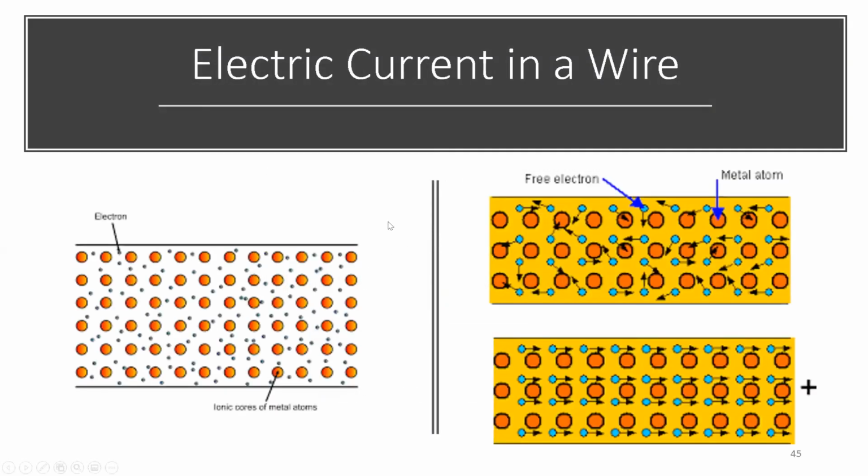There's modeled here electric current in a wire. So this would be the wire model with no electric current. The electrons are just kind of bobbing around in there. And this is showing where you have a free electron in a conductor that's randomly moving around in a wire.